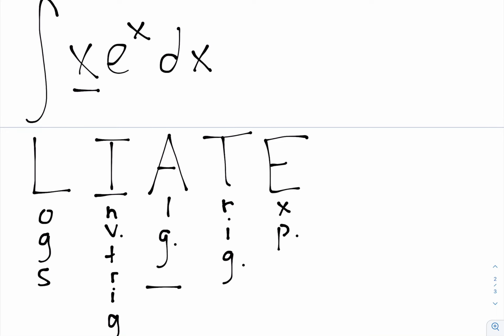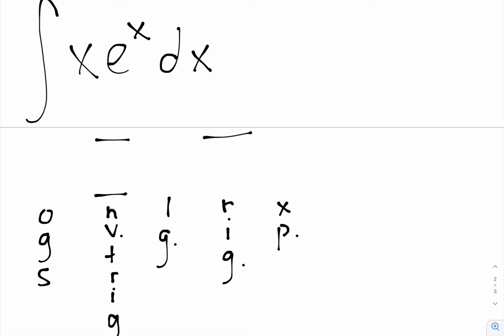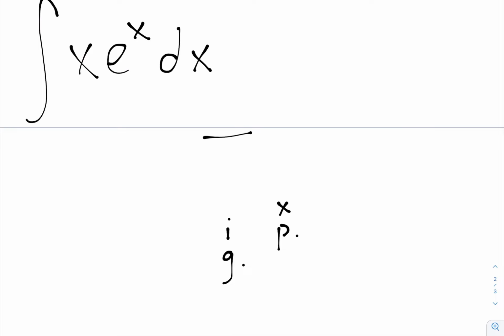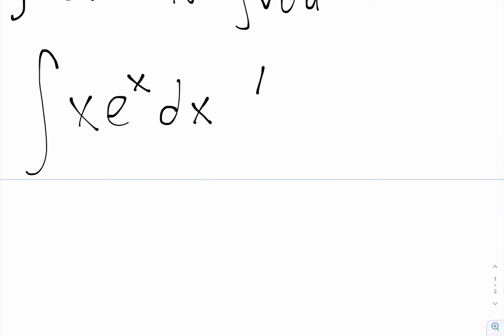That's an algebraic term. So since algebraic comes before e to the x, which is exponential, that x is going to be our u. Okay, so I'm just going to erase this here now that we know the order. And I'll reference this in my other videos. I'll draw it again, but for right now, I'm just going to say let u equal x, right? If u is x, then du is just dx, right? Because the derivative of x is 1, and 1 times dx is just dx.